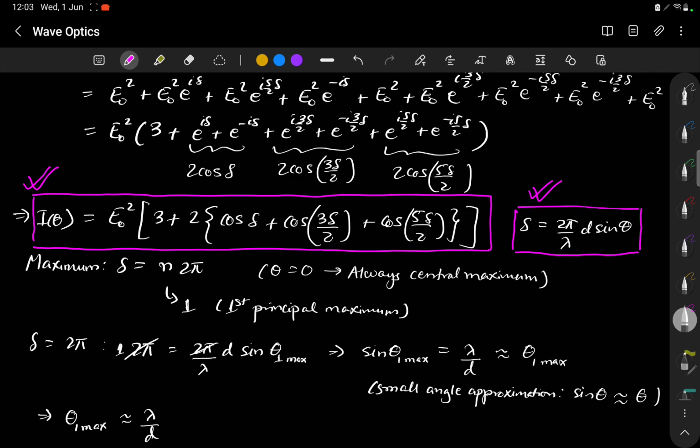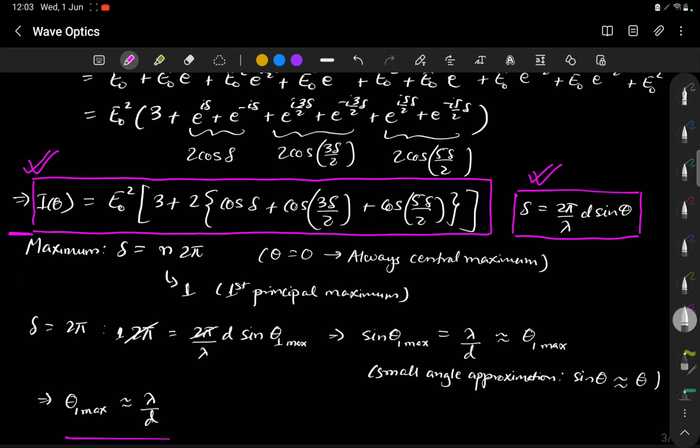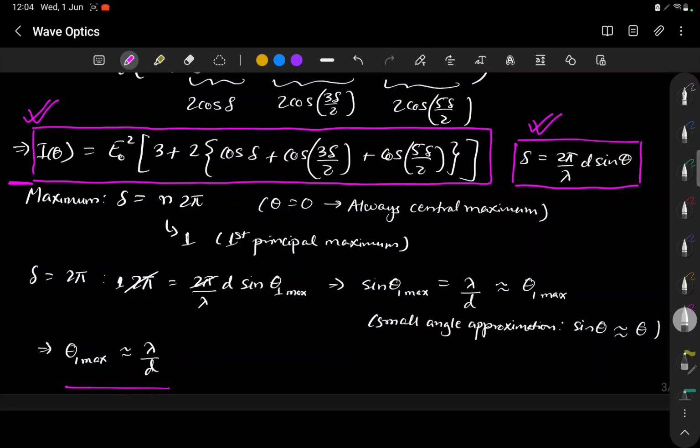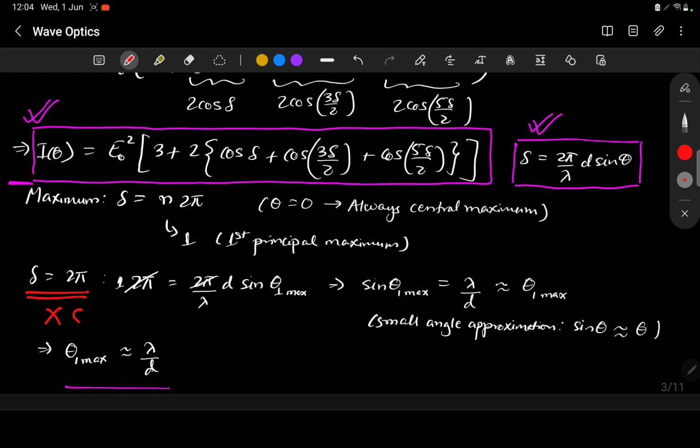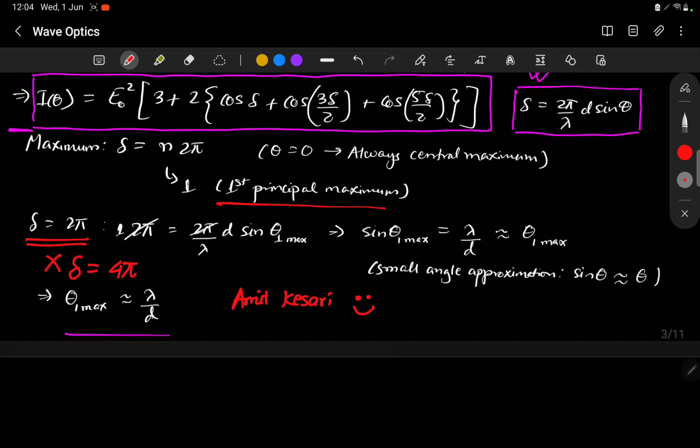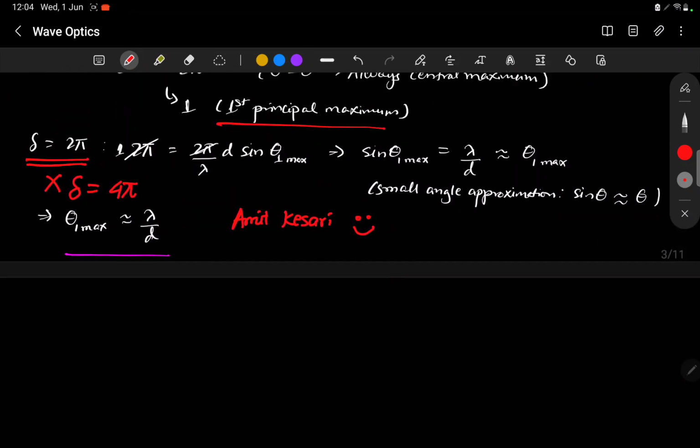The mistake started from this point, where we had to find out the maximum. Let me point out the mistake first, and then I will discuss why the mistake was made and what is the correct answer. So this is incorrect. This should be delta equal to 4 pi for the first principal maximum, as correctly pointed out by Amit Kesari in the comment. So thank you very much to Amit Kesari. He was the one who pointed this out. Let me discuss the correct solution over here.